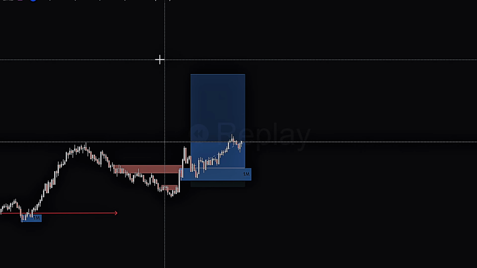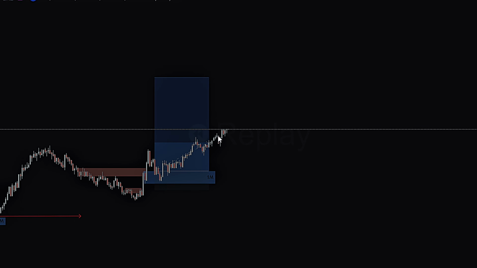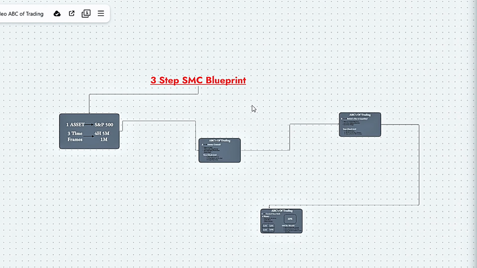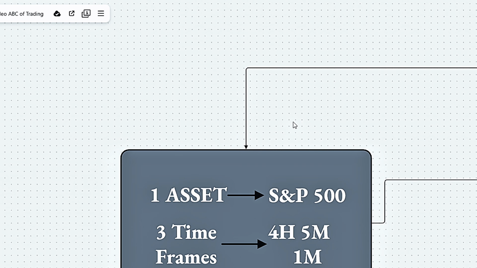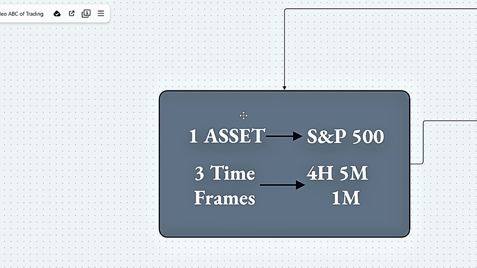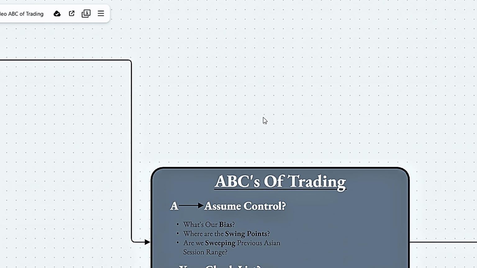Trying to catch trades like this is the video for you. Trading is only simple if you make it simple. So this is the blueprint that I use, and let's keep it very simple. One asset, 3 time frames you're looking for. S&P 500, that's what I've selected, and the 3 time frames: 4 hour for bias, 5 minute for narrowing down entry, 1 minute for entry model.